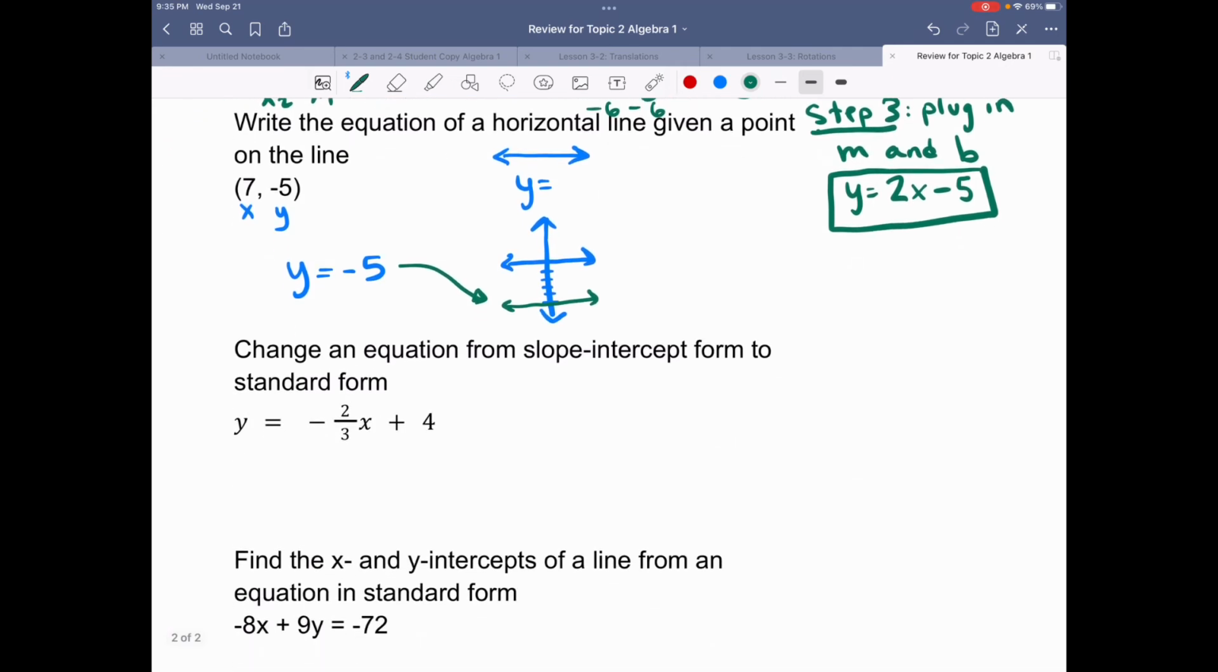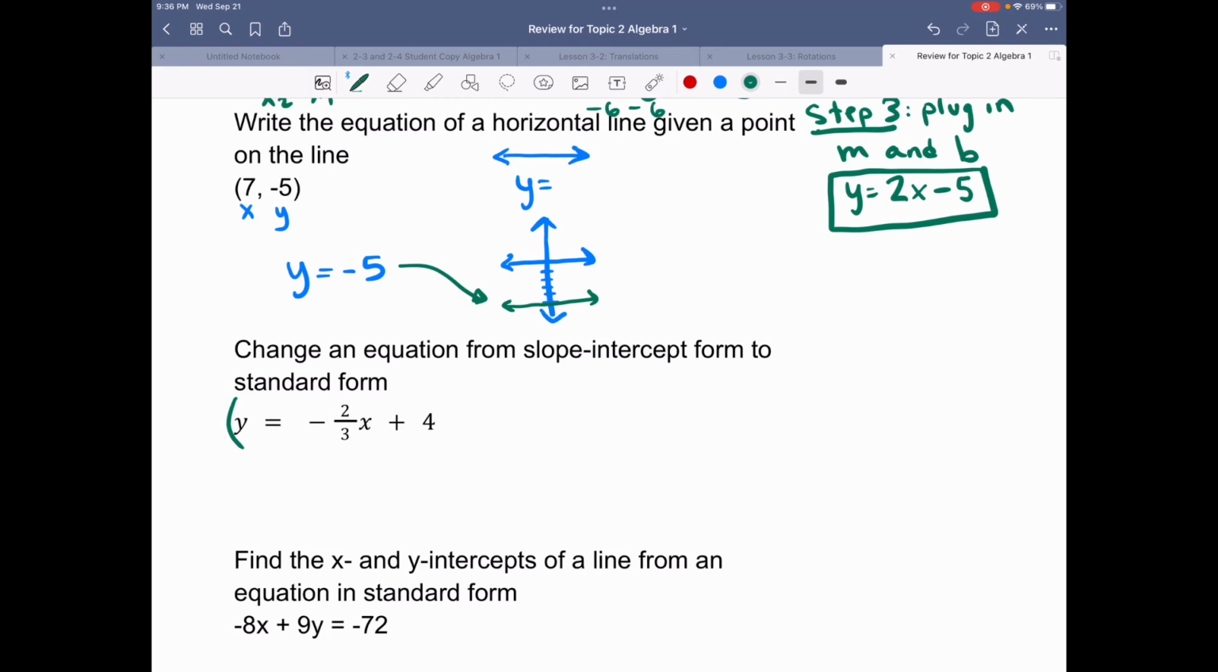Ooh, this was a good one. Change an equation from slope-intercept form to standard form. I don't think I taught this yet, but it is on the test. So, if you have a fraction, you want to get rid of the fraction. And the way we do that is we multiply by the denominator. Everything in the equation gets multiplied by the denominator. So what is the denominator of the slope? Good, 3.